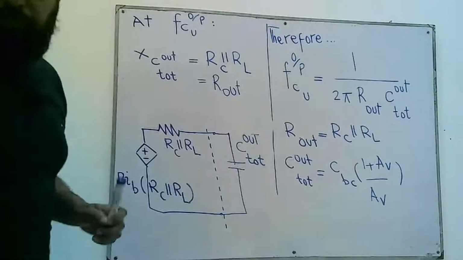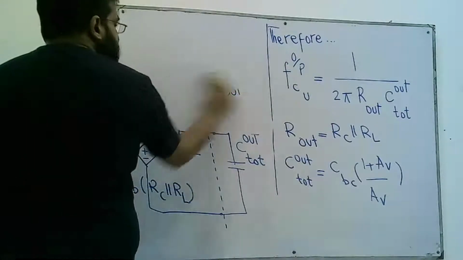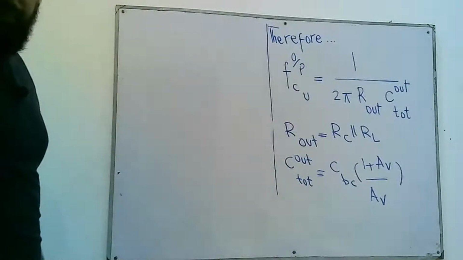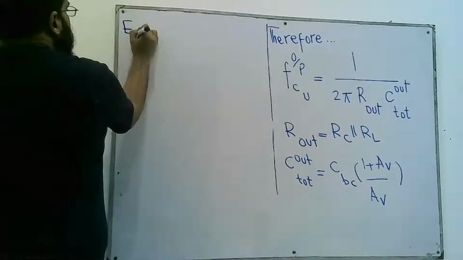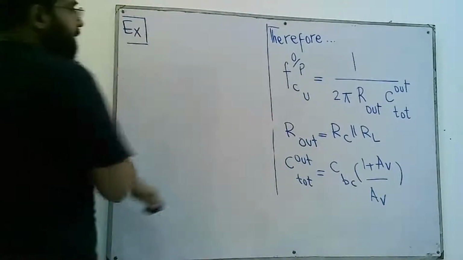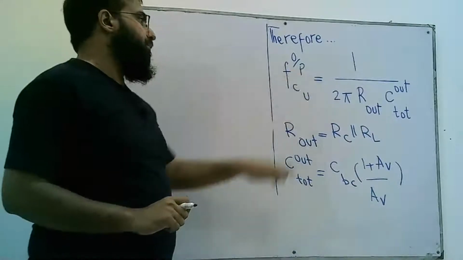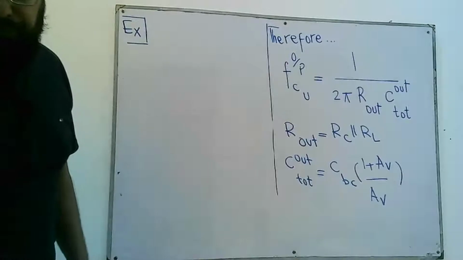Now we have to solve an example in which we will numerically compute the value of FCU given a circuit. And this circuit is the same that we studied in our last lecture to compute FCU due to input RC network.